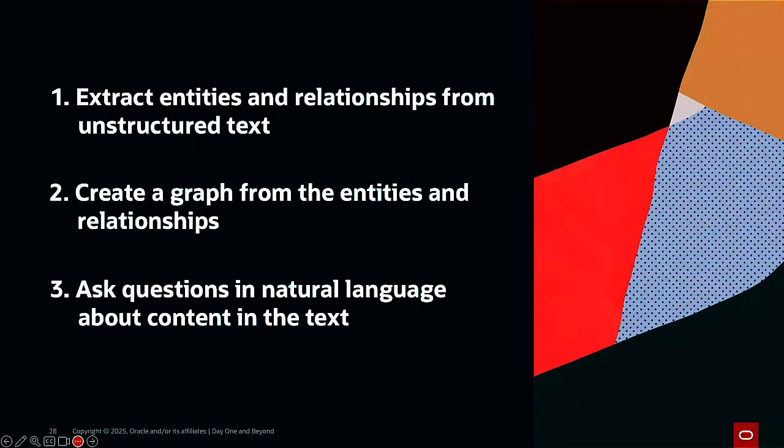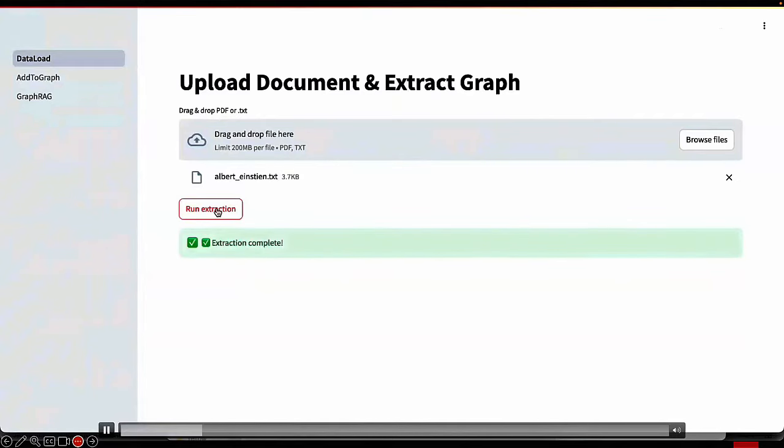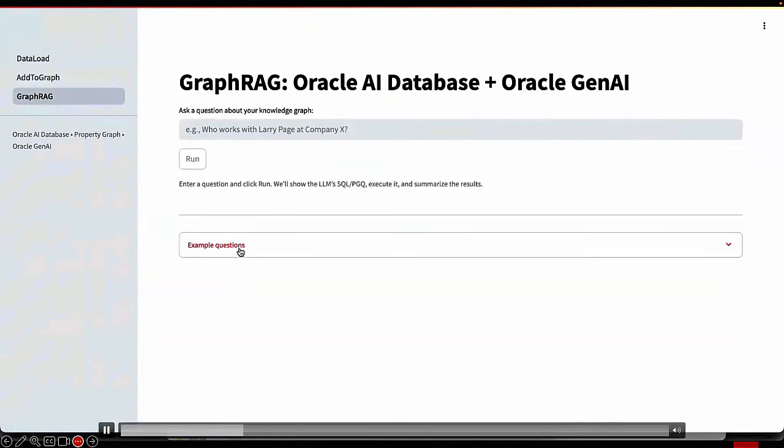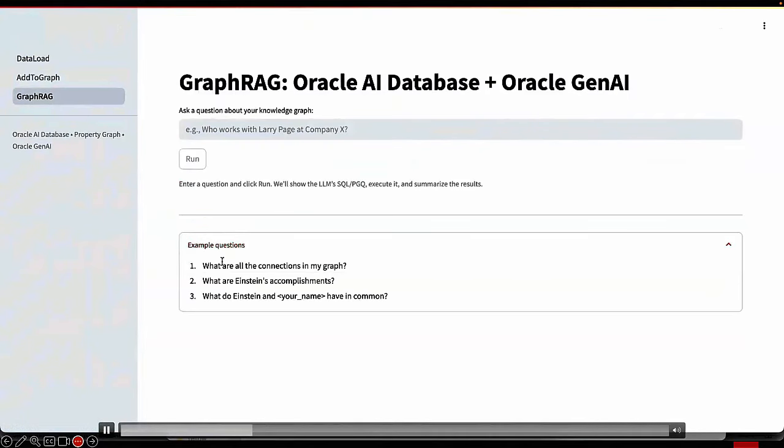So basically, in this demo, what we're going to do is we're going to upload our document. So this is using Albert Einstein's Wikipedia page. In the background, what this is doing is sending that document to an LLM. In this case, I'm using the Oracle Generative AI service. And then it's creating a graph based on what we have in there. And we could run a query. So in this case, we're asking what are Albert Einstein's accomplishments?